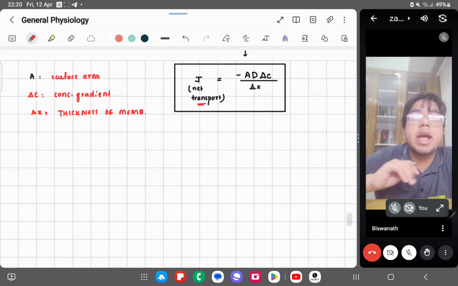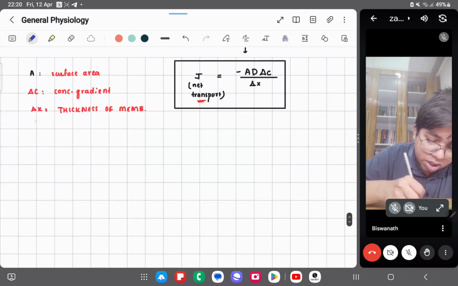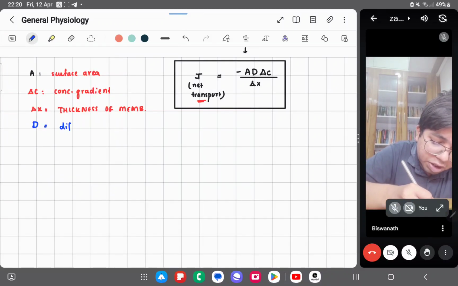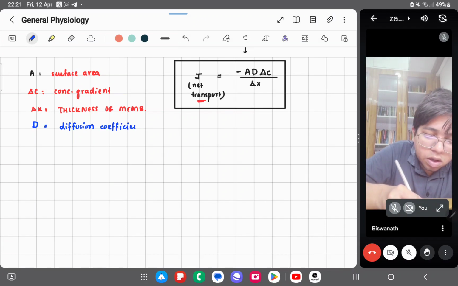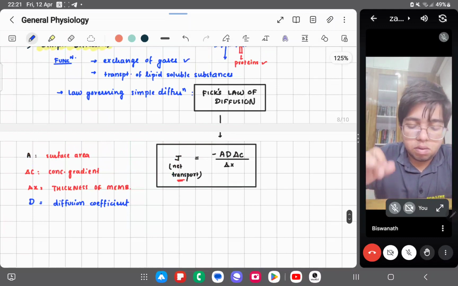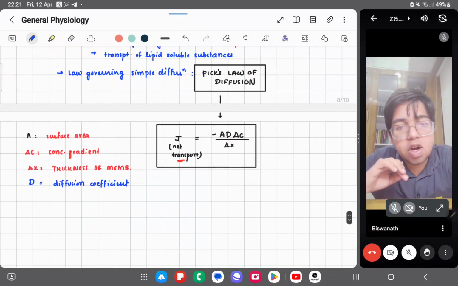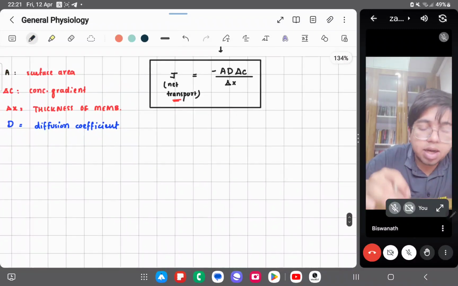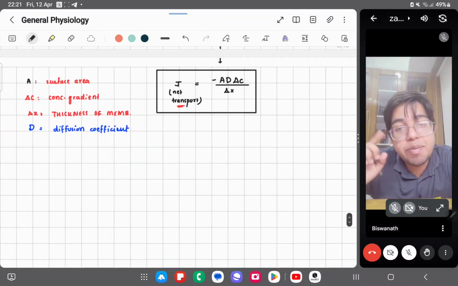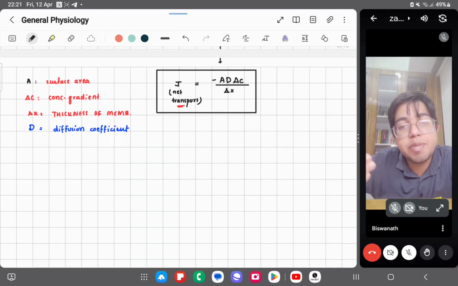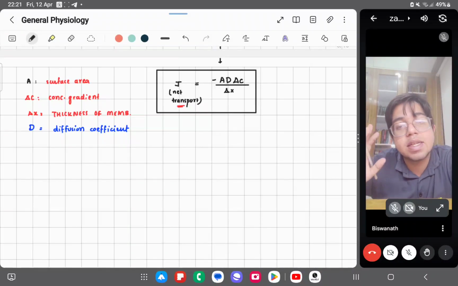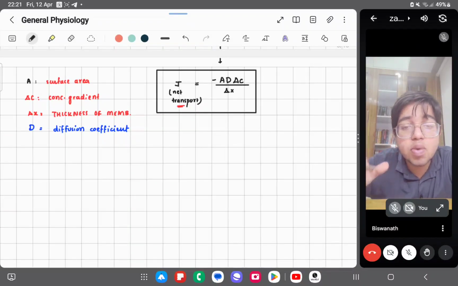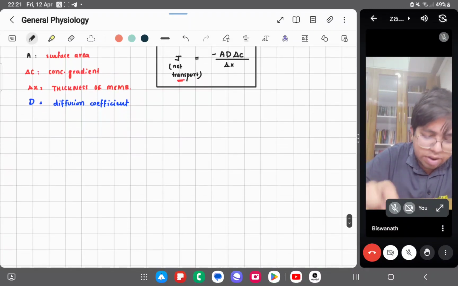Thickness of the membrane. And D here is important. D is the diffusion coefficient. So you understood Fick's law, right? The diffusion coefficient is unique to every molecule, which is why I wrote it in another color. Diffusion coefficient is directly proportional to the lipid solubility of the substance and inversely proportional to the molecular size, or you can say the square root of molecular weight. So I'll be telling you.